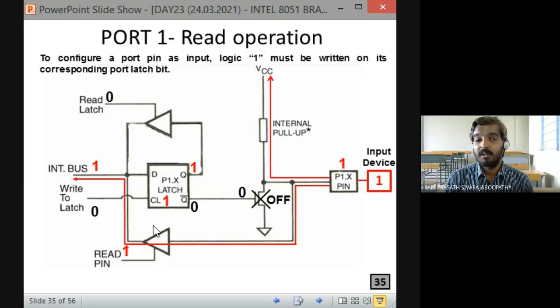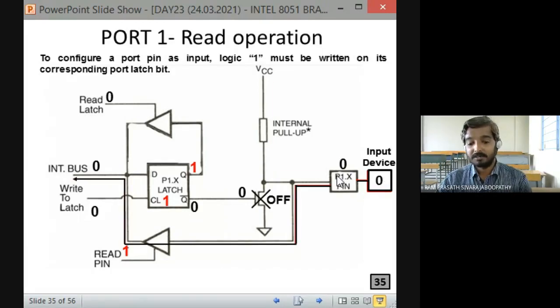Fine. Now, suppose my input device goes logic 0, what happens? At this moment, if the input device gives 0 logic, what will happen? No change. How? If the input device gives 0 logic, irrespective of the pull-up value, it is directly connected to logic 0. See, when should this pin give 0 logic? What is the equivalent for 0 logic? Ground. So this pin is directly connected to ground. So what logic will be here? 0 only.